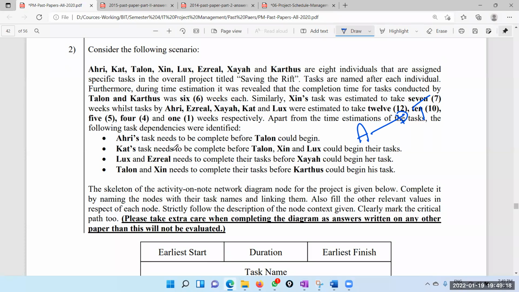Cat's tasks need to be completed before Talon. Right? So that means Cat's task must be completed before Talon, and Sin and Lux. Their tasks can be started only after Cat's task is done. Lux and Israel need to complete their task before Sahiya.